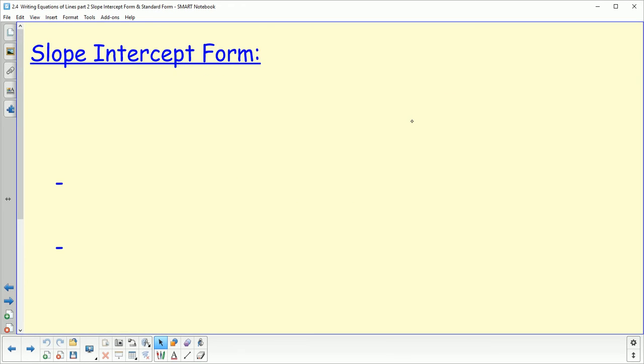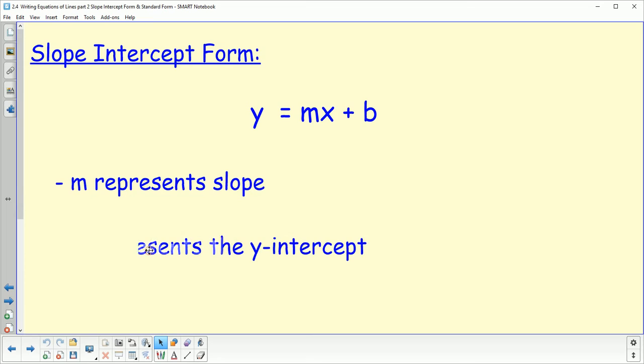So, first thing we've got our slope-intercept form. Just a quick reminder, that's going to be y equals mx plus b, where m is your slope and b is your y-intercept. So what we're going to try to do when we write it in this form is we need to find these two things. We need to find slope and we need to find our y-intercept.